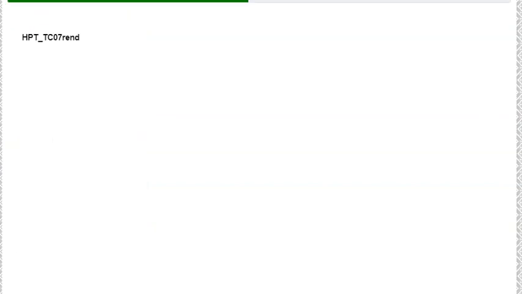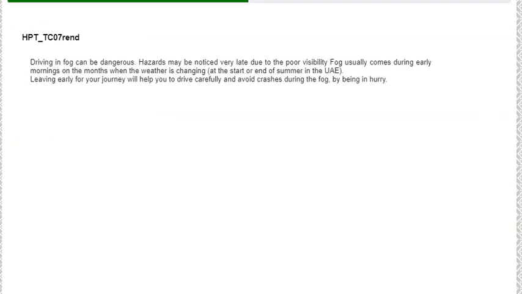HPT clip number 7. Driving in fog can be dangerous. Hazards may be noticed very late due to the poor visibility. Fog usually comes during early mornings on the months when the weather is changing at the start or end of summer in the UAE. Leaving early for your journey will help you to drive carefully and avoid crashes during the fog, by not being in a hurry.